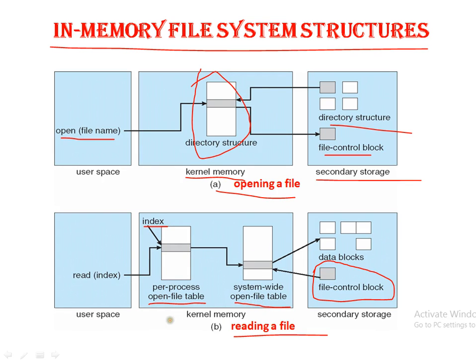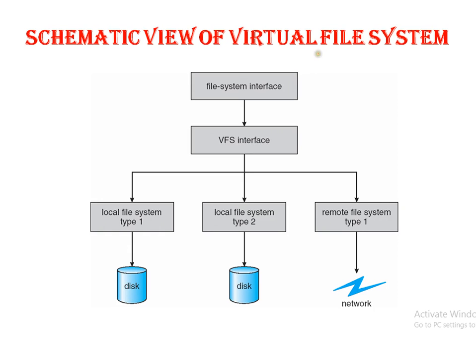So this is how, when I want to read a particular file, I open the file and read with the help of the index, that is with the help of my system wide open file table. I fetch the contents of the file control block where exactly it is located, and then I read the particular file. So this is an example of opening a file and reading a file with respect to the in-memory file system structure. Next, we shall see the schematic view of the virtual file system.